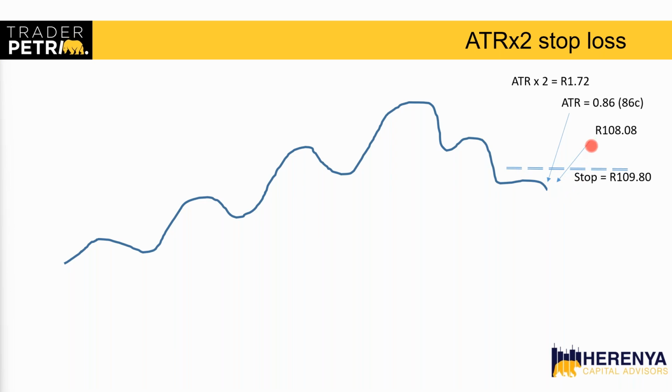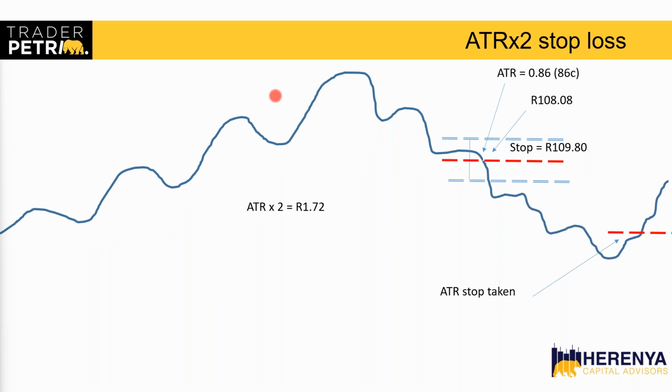Because if it goes above 109.80, then we can say the trend is on its way up again, right? So the risk we're taking here is essentially 87 or 86 cents, and our ATR times 2 also works out to 86 cents. So then as the market comes down in our favor, we want to be able to trail our stop loss lower. As the market comes down, our ATR keeps dragging down our stop loss until eventually the market turns and we take our stop loss there.